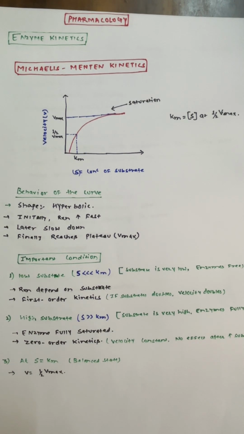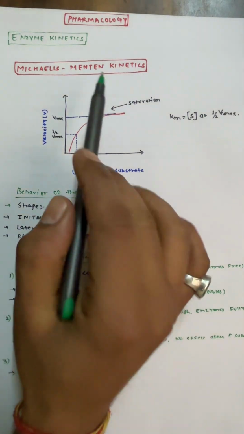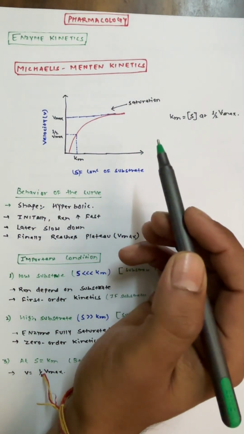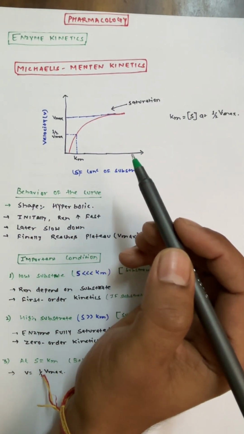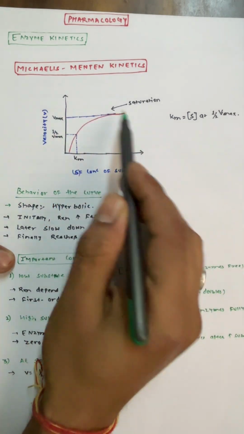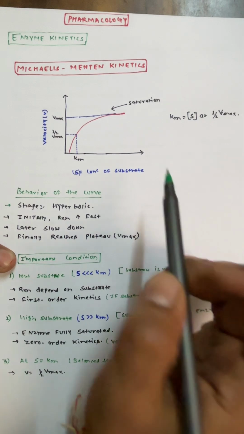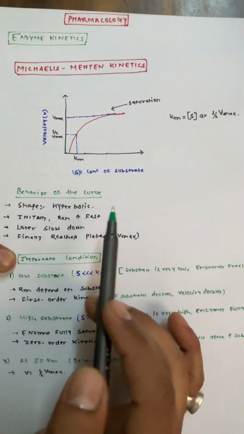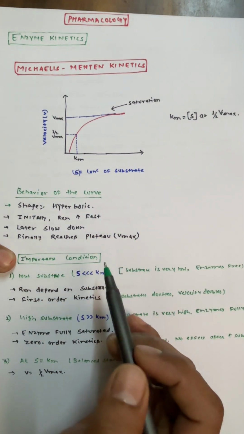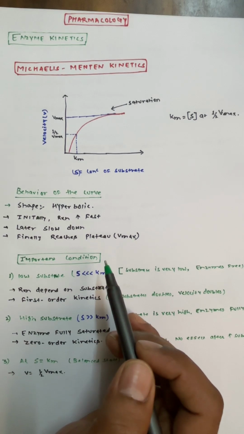Today we are going to talk about Michaelis-Menten kinetics. So we'll make it incredibly simple and we'll break down the curve. We'll look at different conditions at which this curve gets affected, and we'll see how different inhibitors change the game.